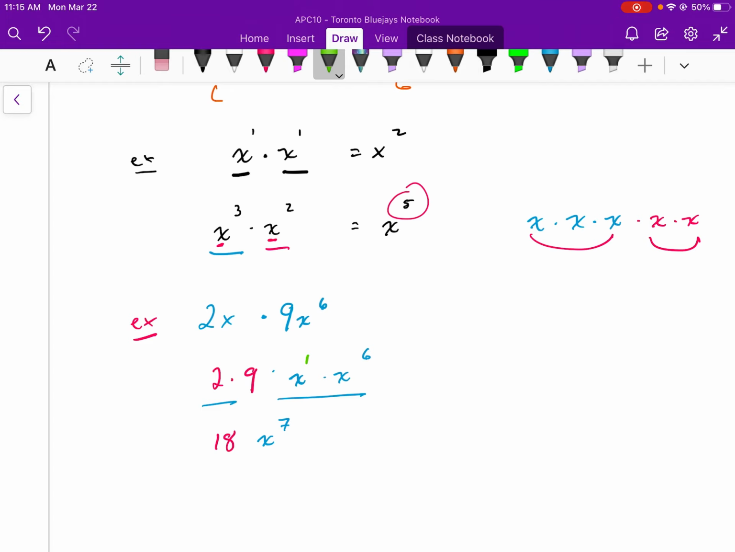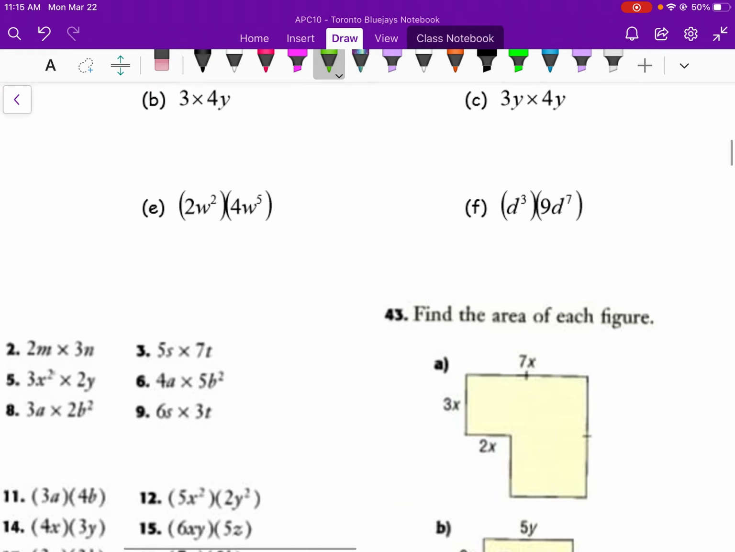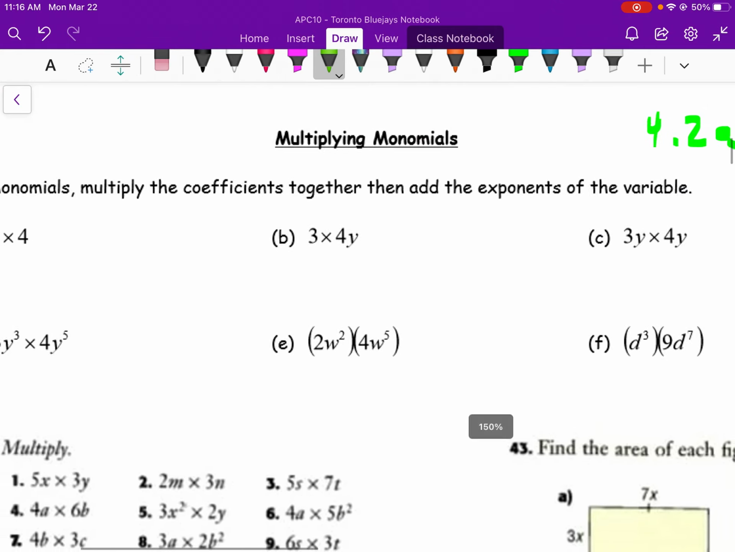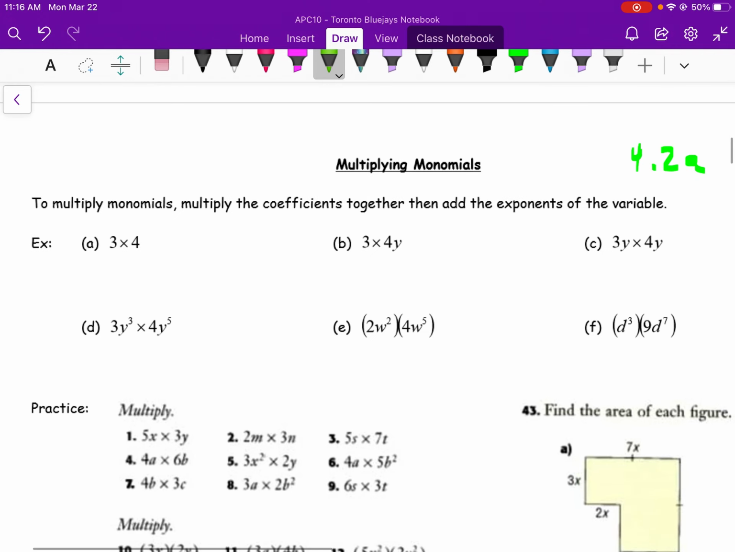So that was our review. Let me just check if I set up the questions well. I think I'm ready to go here. So we're going to be looking at multiplying monomials.